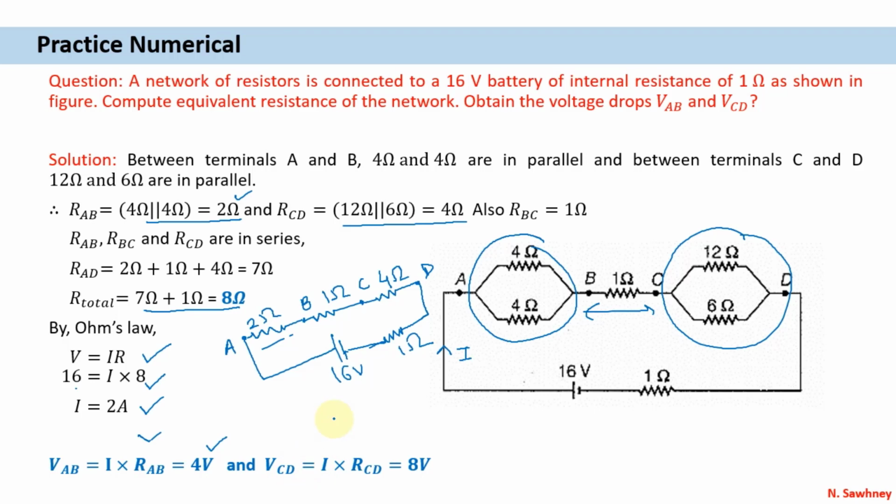Similarly, between CD, the resistance is 4 ohm. This is the resistance. And current we have just calculated as 2 amperes. So putting down the value here, we will get 4 multiplied by 2, that is 8 volt.